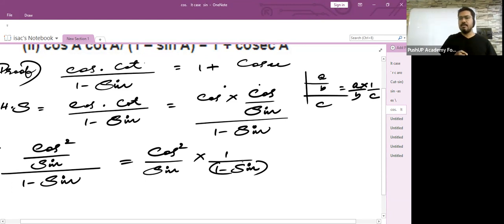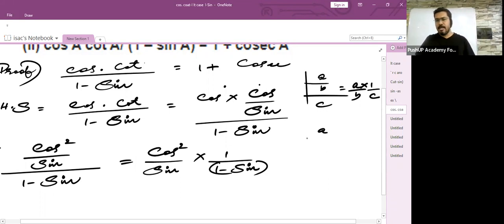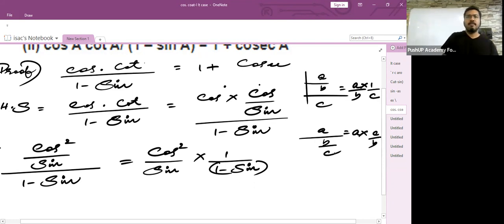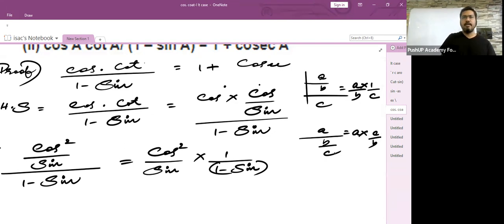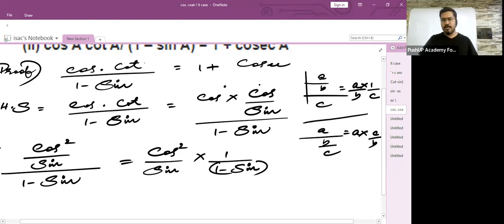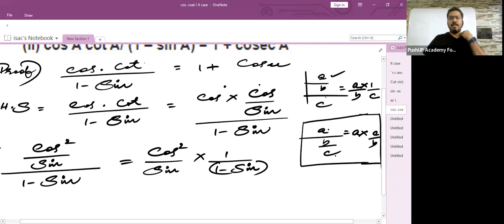She multiplied a with the wrong term. She must have done this: a, the whole divided by b by c. Both are different. This will be a into c by b. Your teacher must have taught you this. There is a difference. This is a whole divided by b by c, and this one is a by b whole divided by c. Both are different. Please make a note of all these important techniques.